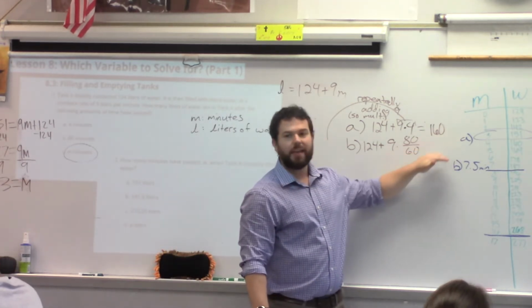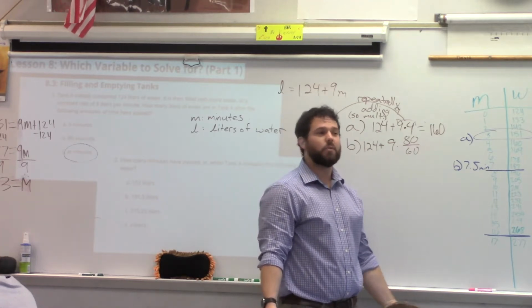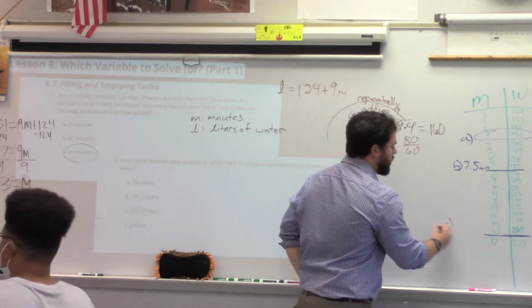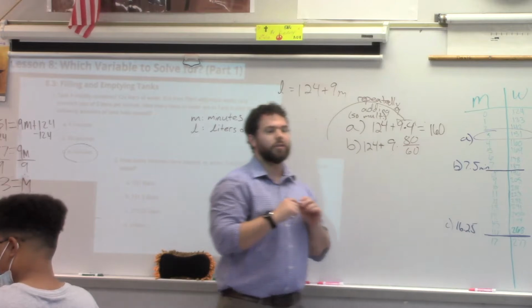So hear me very clearly on this. Could you get A and B just off the table? Yeah. Could you get close to C just off the table? Yeah. So are tables useful? Yes, okay. So we want to pay attention to that. So 16.25. But there is another way to do this.